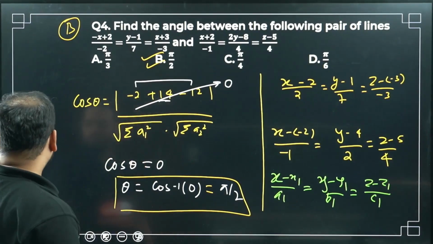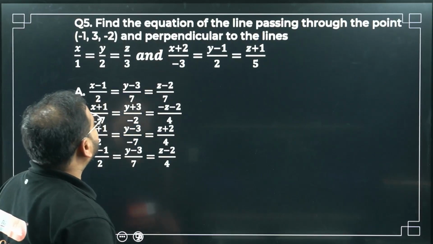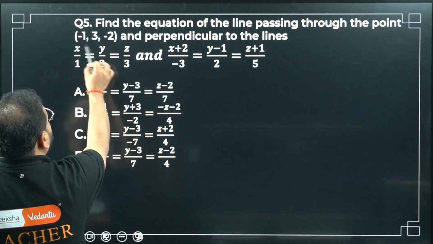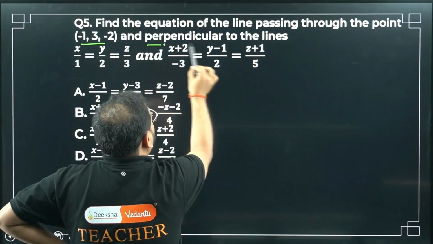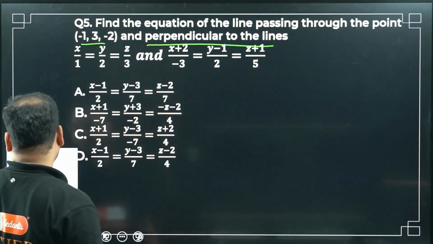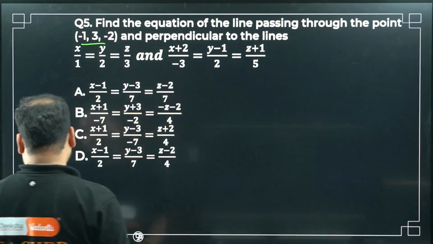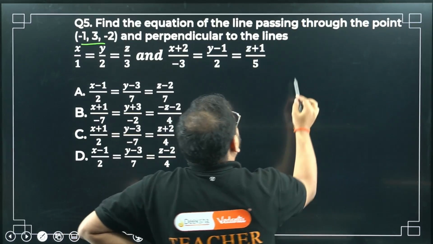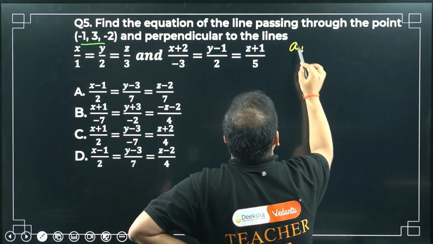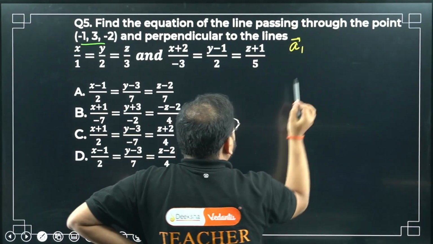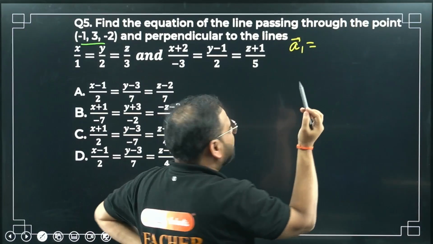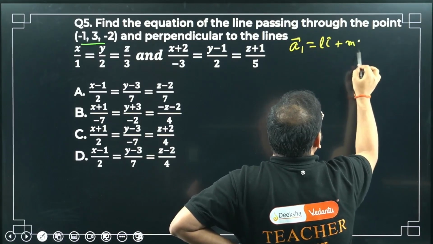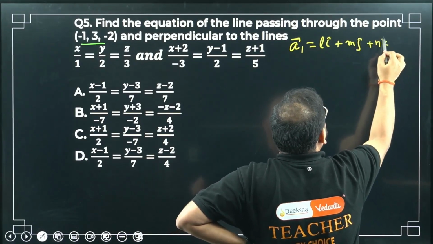Moving on to question number 5. Find the equation of the line passing through the point and perpendicular to the lines. Okay, great. So let me take that line to be, let's say, A1. So how would I write this line? Any line will be l i cap plus m j cap plus n k cap.